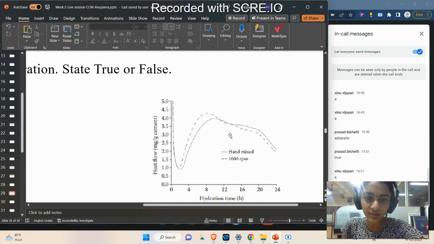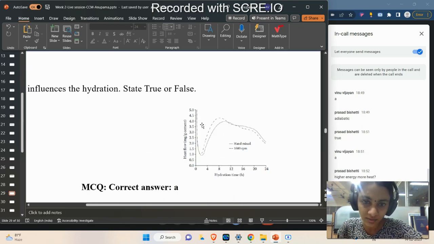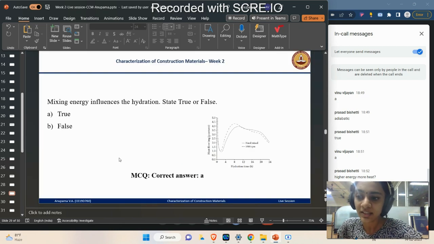If you see this figure, this line and this dotted line are of the same mix, but one is hand mixed and the other one is machine mixed, with the help of a mixer. So clearly both the lines are different, and it clearly influences the hydration. Here the heat of hydration is much higher than that of the hand mixed one, and it's much earlier also. Okay, let's move to the next question.